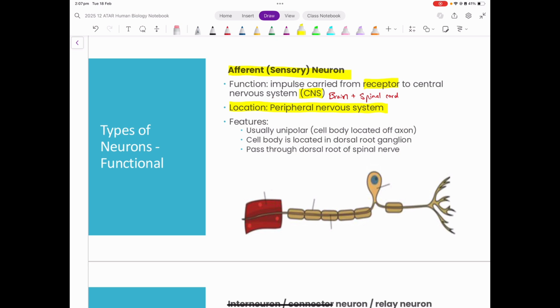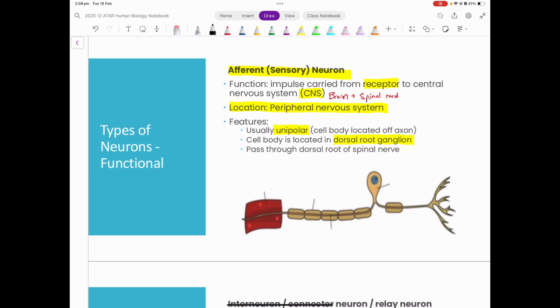So some features, this will come back to when we talk about our structural neurons in a second, but they are usually unipolar neurons. Their cell body is located within the dorsal root ganglion, which is something that will come up in our future lesson looking at the spinal cord itself, and they often pass through that dorsal root as a consequence of this.